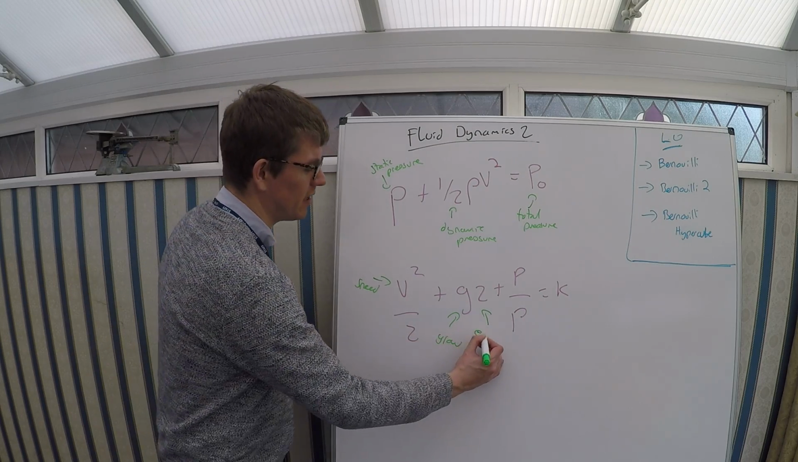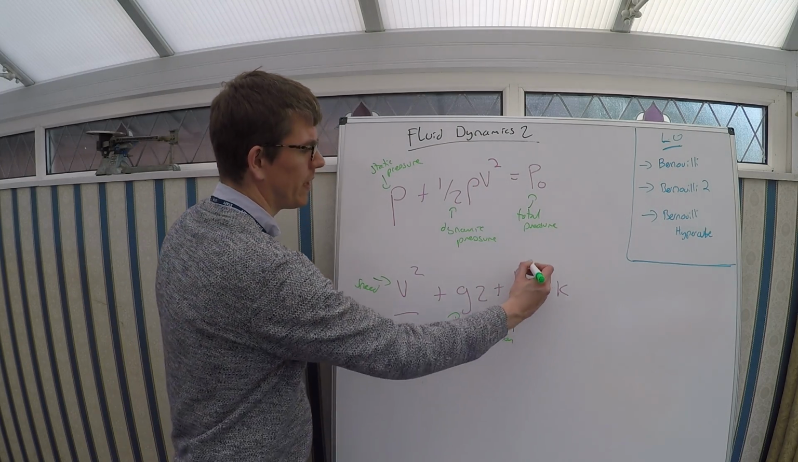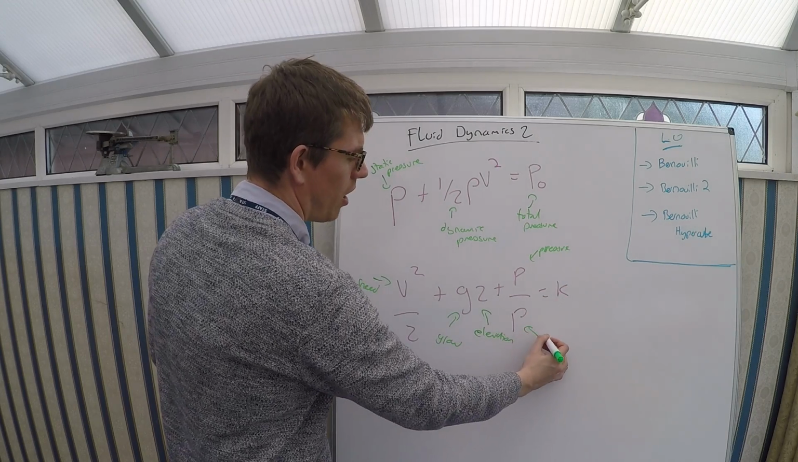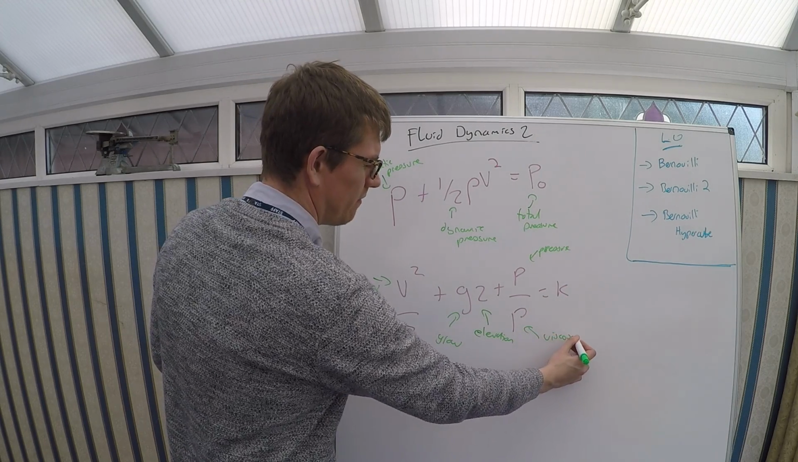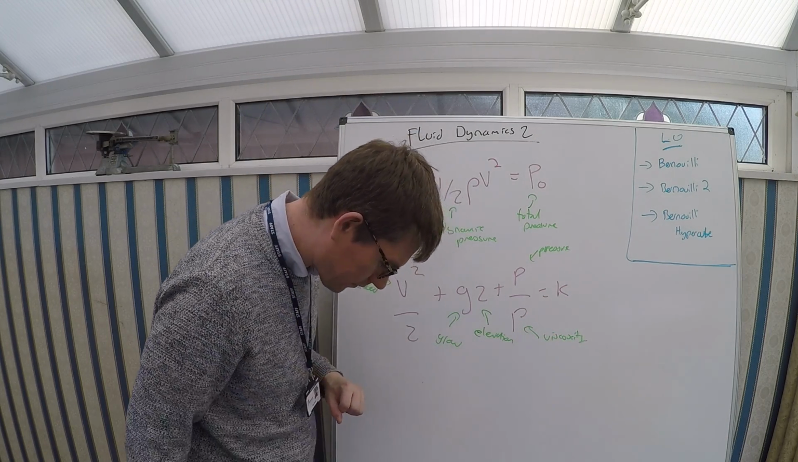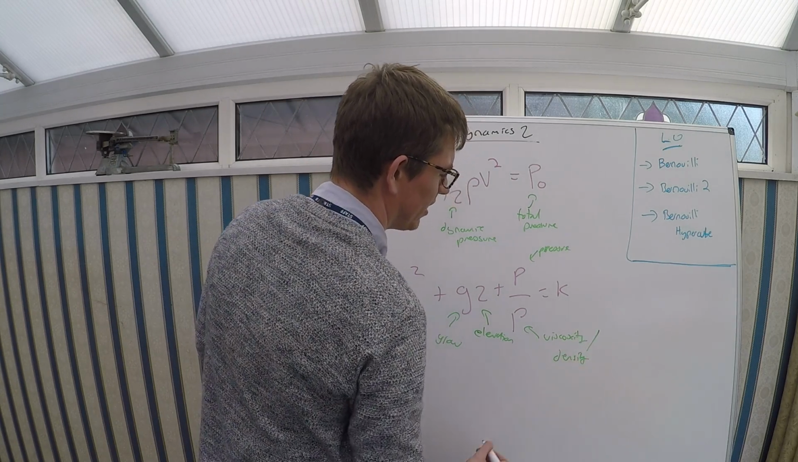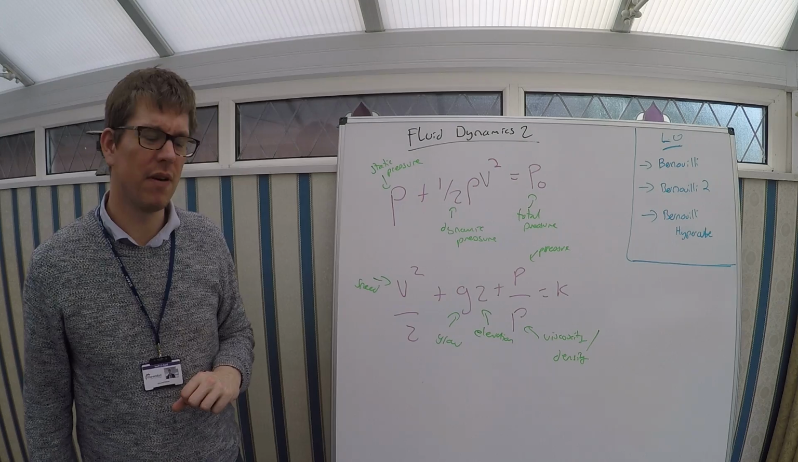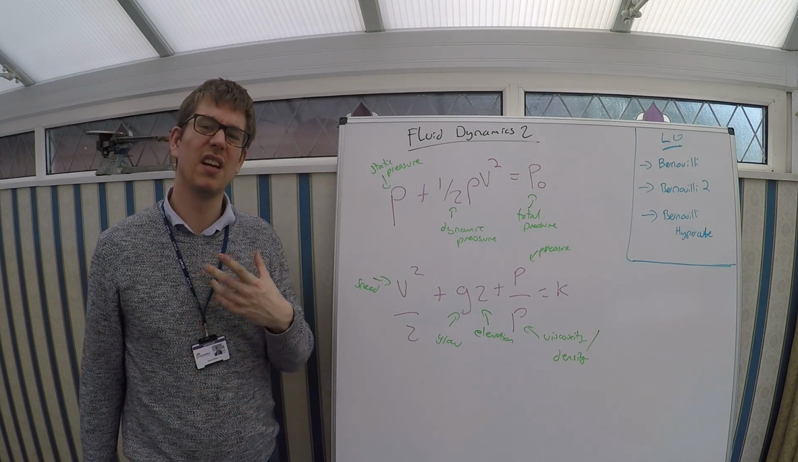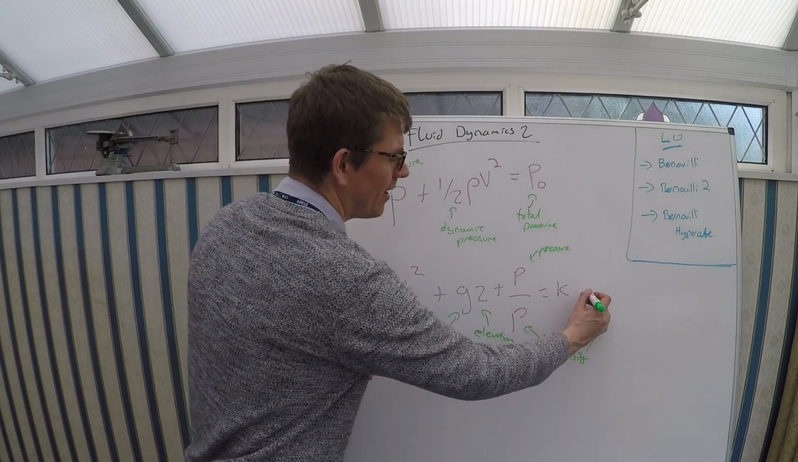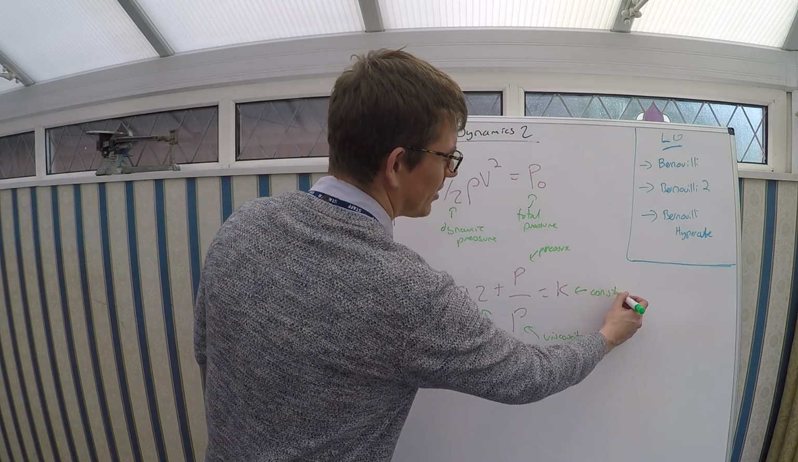So z is our elevation. P, that's just pressure, that's easy. Rho is a thing called viscosity, or the density of the fluid, I guess, probably a more accurate way of describing it. So that's just density, kilograms per metre cubed, how heavy the fluid is. And K is just a constant.